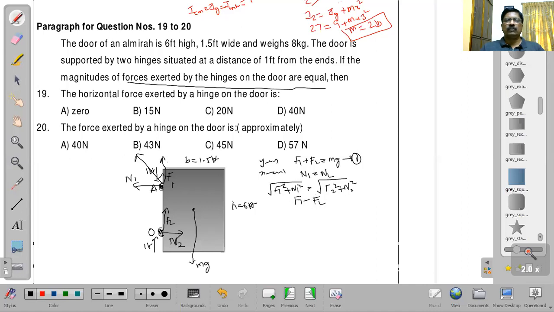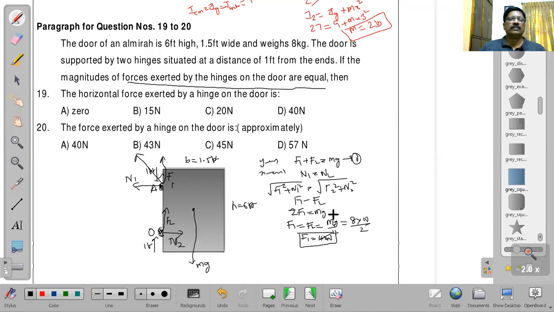When F1 and F2 are equal, then F1 plus F2 is equal to mg. From that we can write 2F1 is equal to mg, or F1 is equal to F2 is equal to mg by 2. M is given. The mass of the almirah is 8 kgs. That's why 8 into 10 by 2, that means 40. So F1 is equal to 40 Newton.